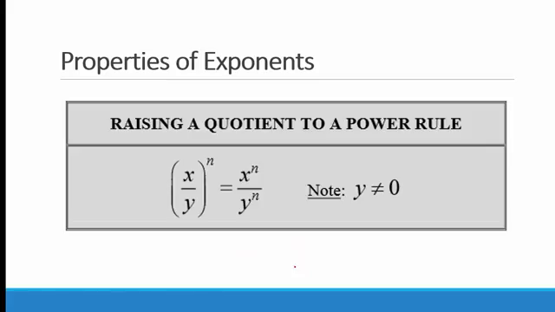Similarly, when we raise a quotient to a power, we're going to distribute the power to the numerator and the denominator. So if we have a fraction x over y raised to the nth power, we can rewrite it as x to the n over y to the n. Note, y cannot equal 0 when we use this property.